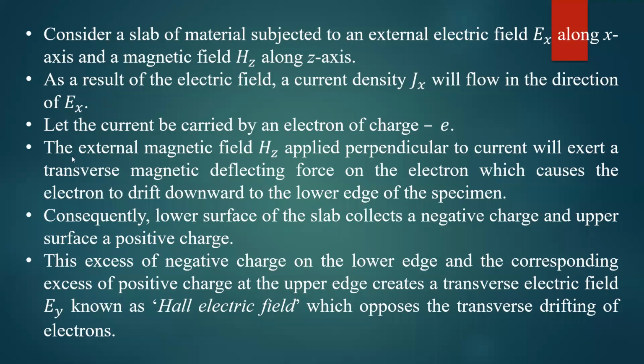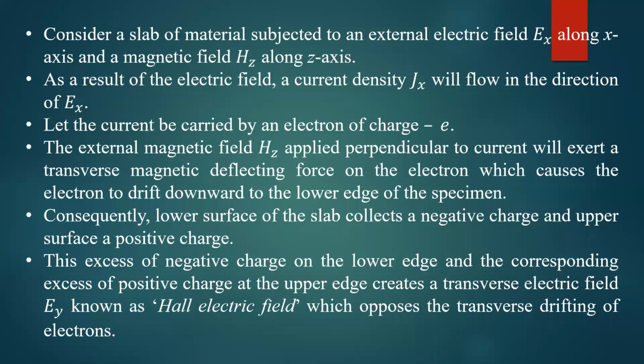In the next step, we'll consider the external magnetic field Hz applied perpendicular to current. That will exert a transverse magnetic deflecting force on the electron, which causes the electron to drift downward to the lower edge of the specimen. The magnetic effect of current has to be considered. When charge moves inside the magnetic field, what happens? It will deflect towards the perpendicular direction. And the direction of deflection is given by Fleming's left hand rule.